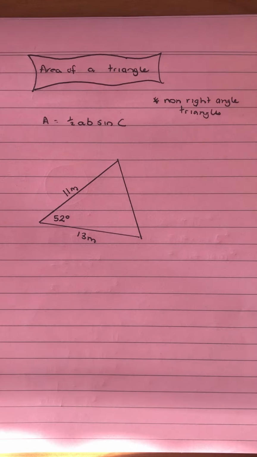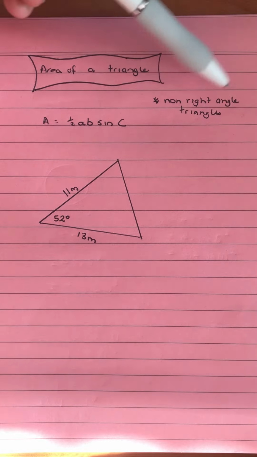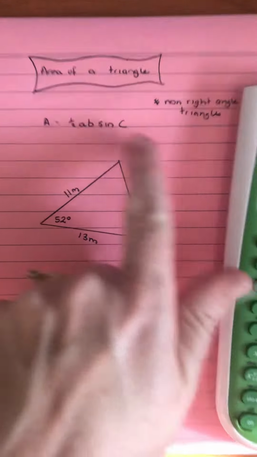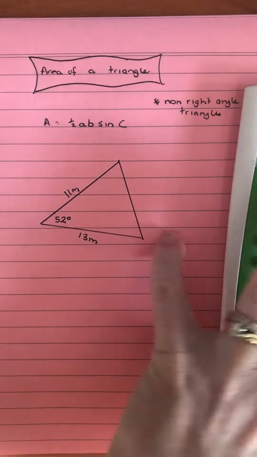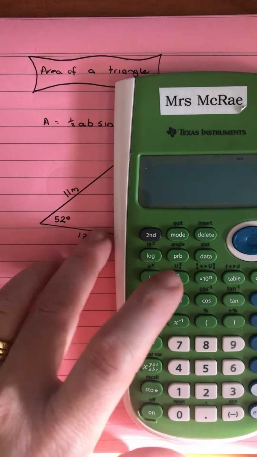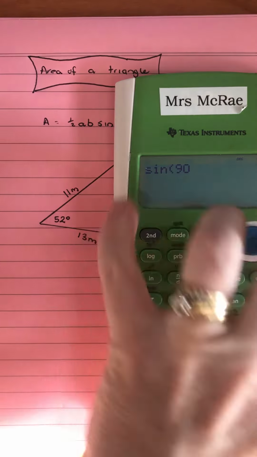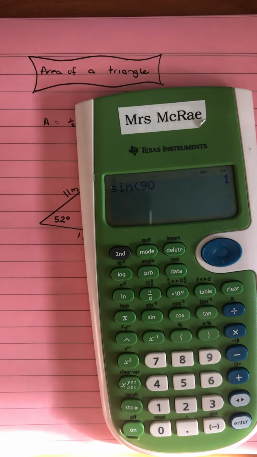Okay, having a look at area of a triangle. Now this is for non-right angle triangles. Obviously you could use that for a right angle triangle, but when we do sine of 90, which is the angle you would end up using, you'll see that sine of 90 is equal to 1. And when you multiply anything by 1, you get the same answer.